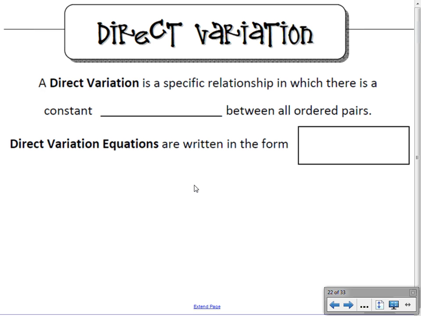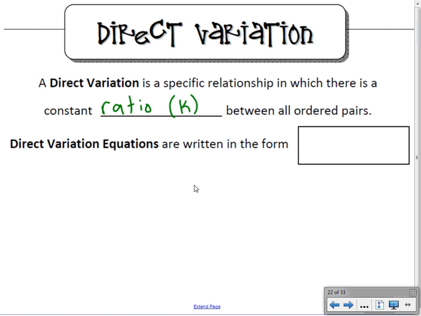Hi everybody, this video is going to talk about something called direct variations. Now, a direct variation is a specific relationship where we have a constant ratio between all of the ordered pairs. And that constant ratio is going to be given by the variable k.